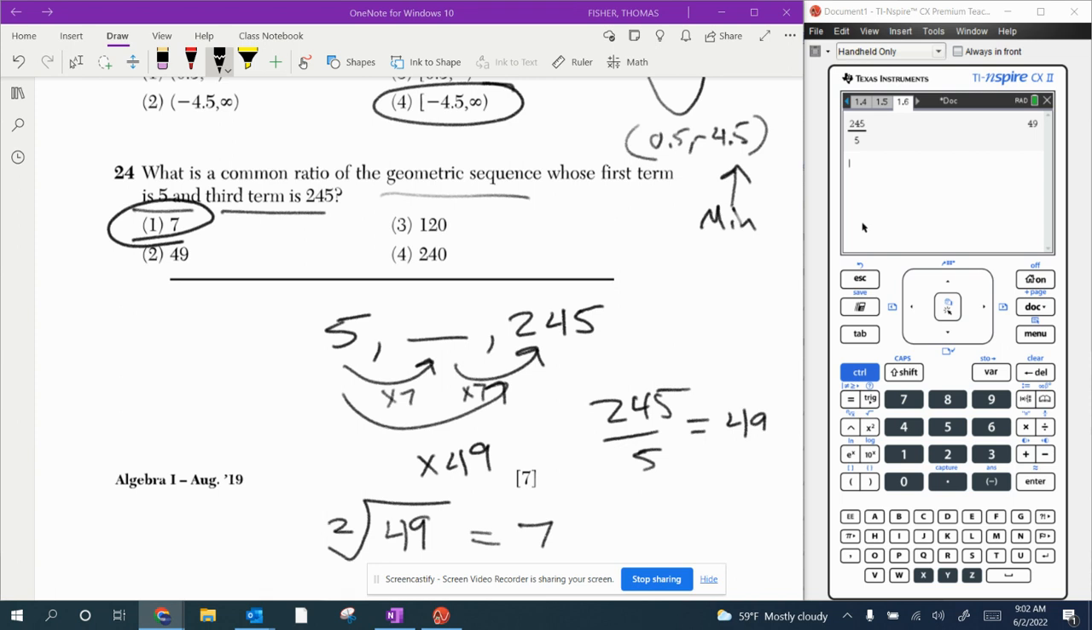That's it for these multiple choice questions 13 through 24 of the August 2019 Regents for Algebra 1.